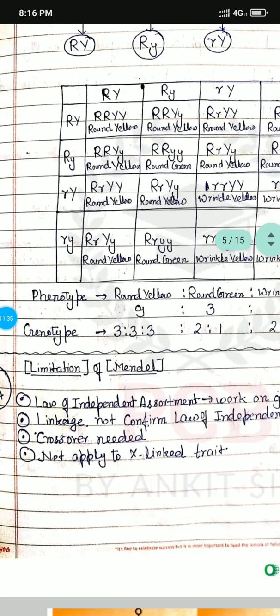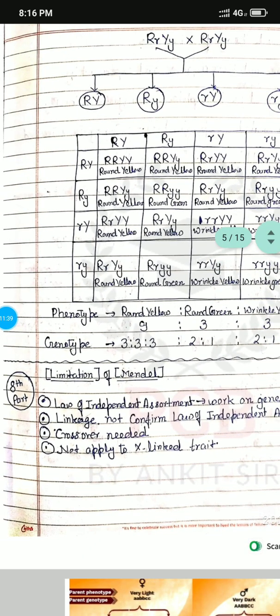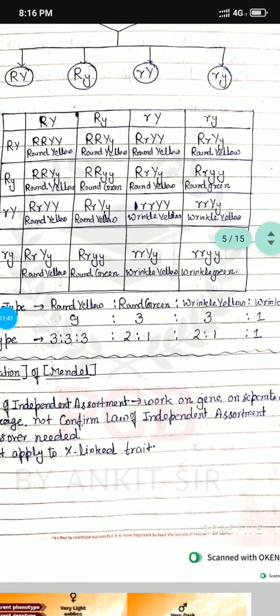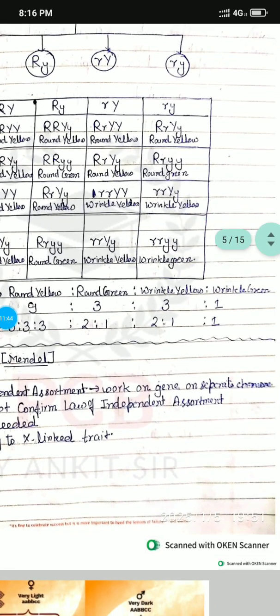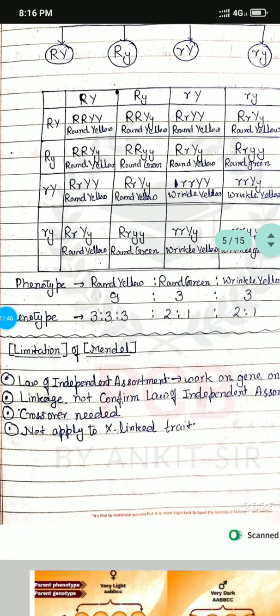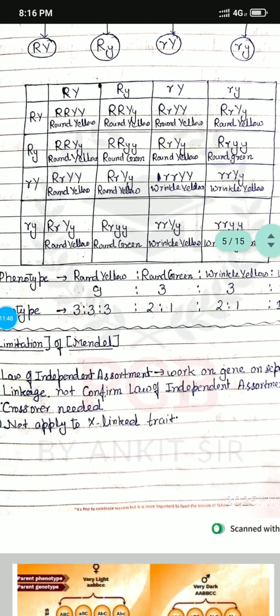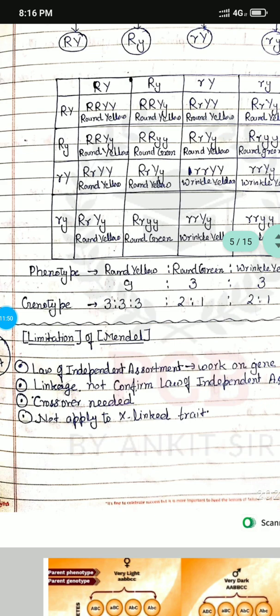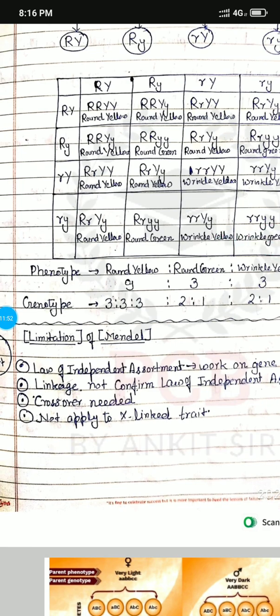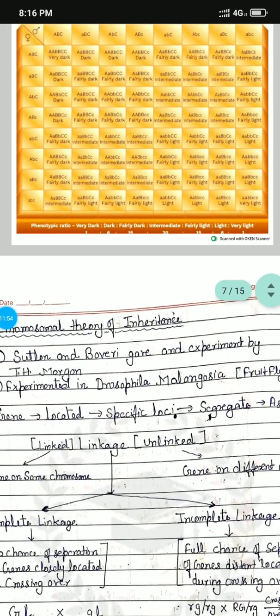Now the next one is limitation. Why does Mendel's work have some limitations? The first limitation is that the law of independent assortment does not work on genes on the same chromosome. The second is that linkage does not conform to the law of independent assortment. Linkage, I'll tell you now. Crossing over is needed, and it does not apply to X-linked types of diseases.